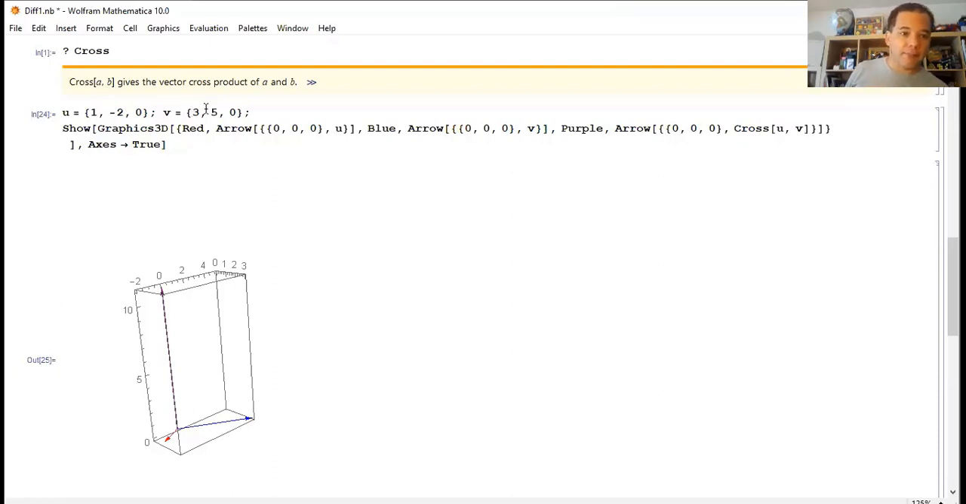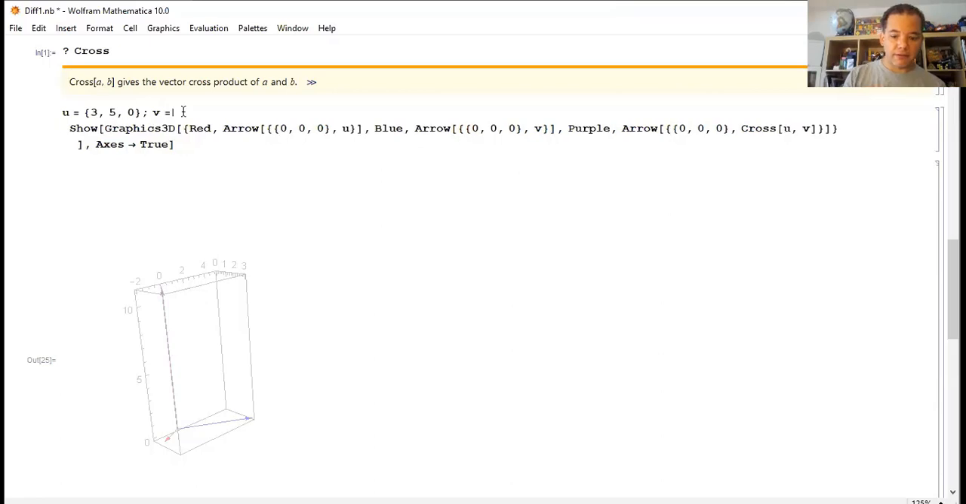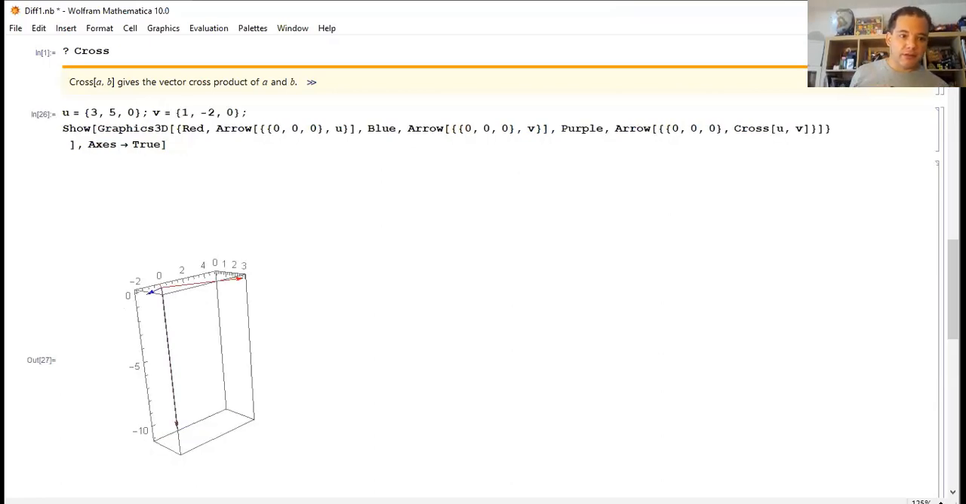So if I pick another one here, say, instead of 3, 5, 0, let's actually flip them, right? I want to show you what happens when you reverse the order. So I'm going to move this one. This is going to be U now, and V is going to be the other one. And if I do that, look now what happens.